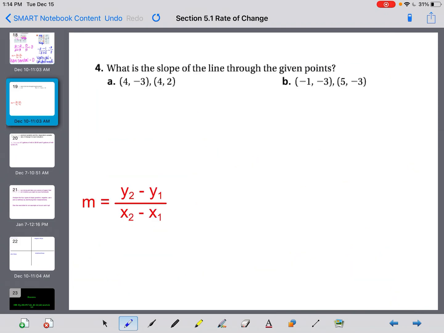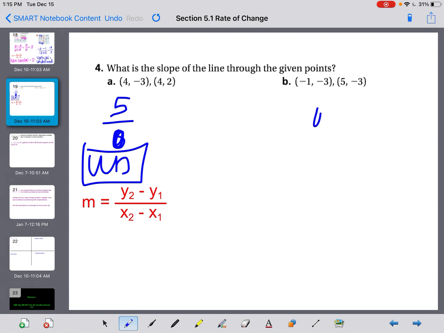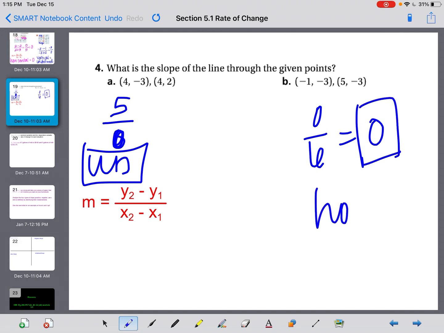Okay, here's a good point for you to pause your video, come back and see if you get the same answers as me. Okay, number 4A should be undefined, and 4B would be a slope of 0. So this is a horizontal line, this is a vertical line when graphed.